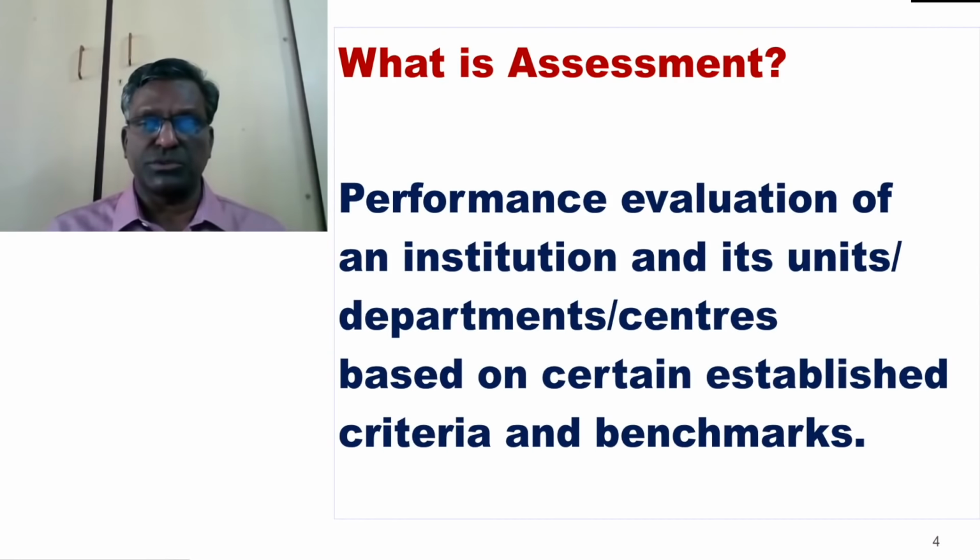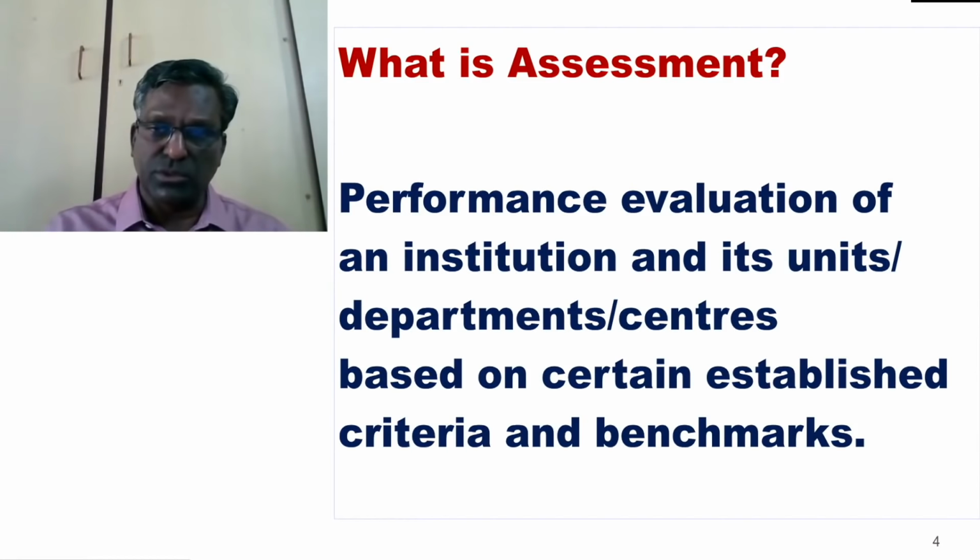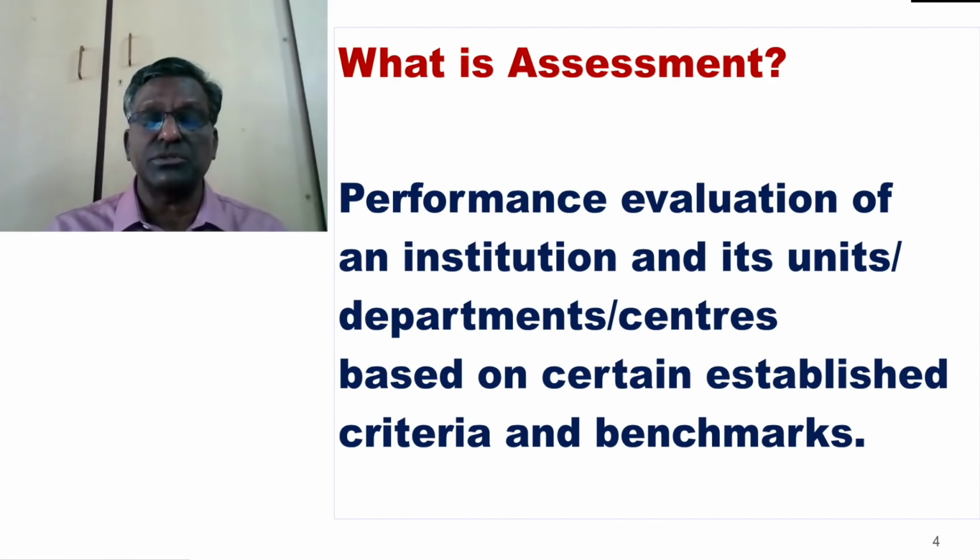Okay, so this institution could be a university, could be an autonomous college, could be a constituent college, could be an affiliated college. So we are talking of the institution as a whole, and the various units or the departments or the centers. Could be the Department of English, could be the Nanotechnology Center, could be the examination unit. So the institution as a whole and the various units or the centers or the departments that constitute the institution.